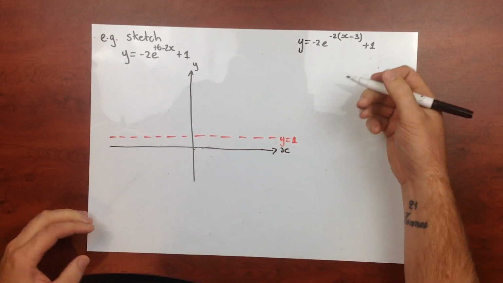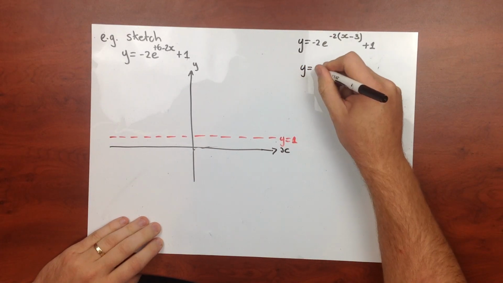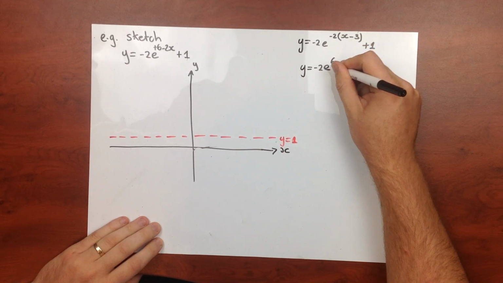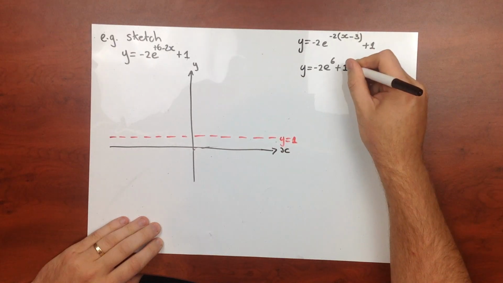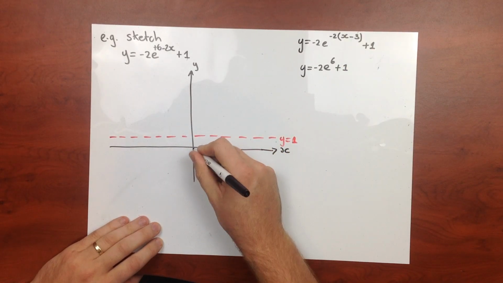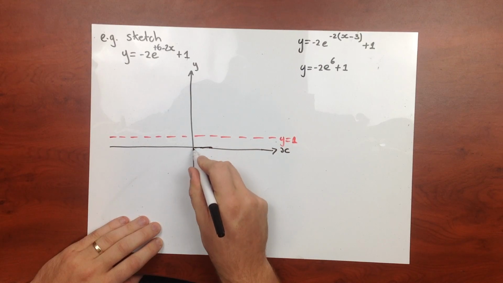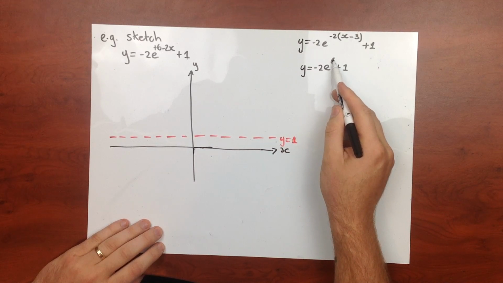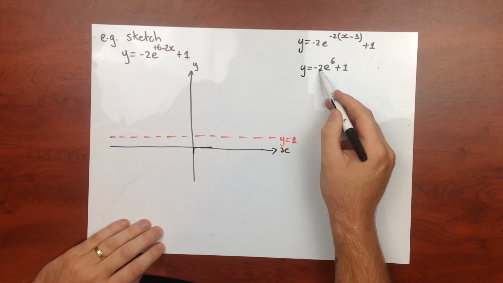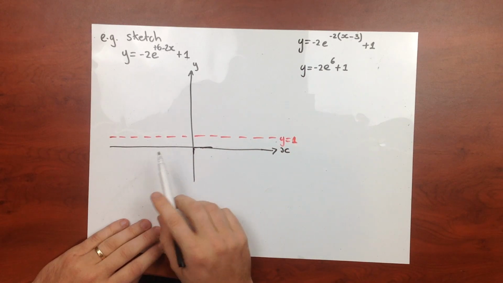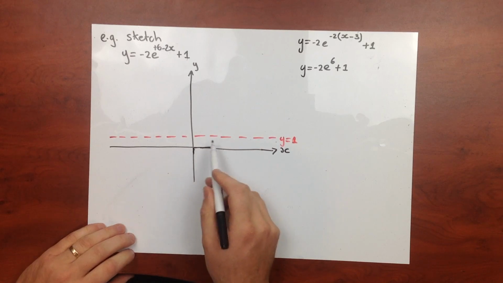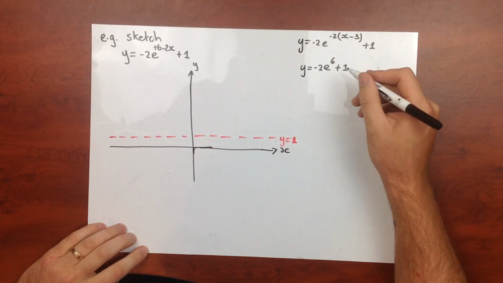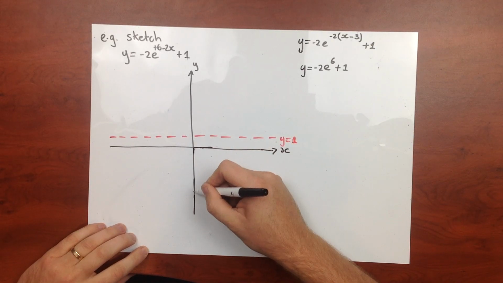Okay, so to find our y-intercept, we're going to let x equal 0, so we're going to get y equals negative 2 e to the 6, plus 1. Okay, so we see that's going to be a positive value. Sorry, no, it's not. It's going to be a negative value here. Okay, e to the 6 is going to be quite big and positive, but we're going to times it by negative 2, which is going to make it bigger but negative, and then plus 1 isn't going to make enough of a difference. So it's going to be negative something here, and that's our y-intercept. So we're going to be quite negative down here.